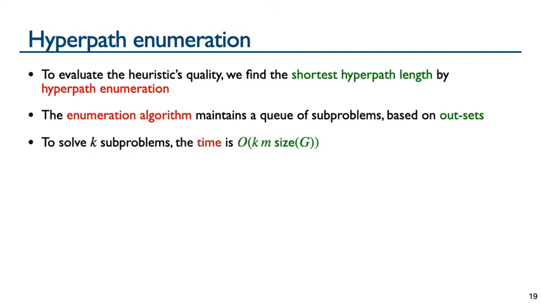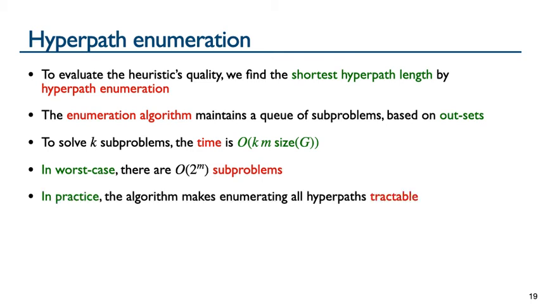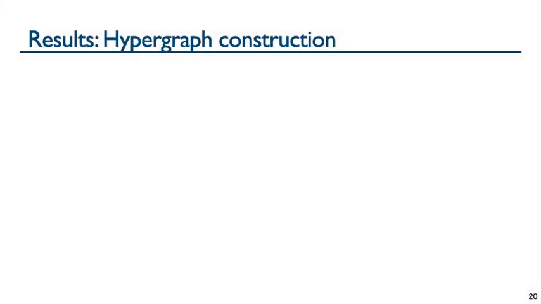When we solve k subproblems, the running time is big O k times m times the size of the hypergraph G. In the worst case, there are subproblems exponential in the number of hyperedges in the graph. The algorithm takes many hours to run, but it enables tractable enumeration of all hyperpaths, even for large instances. We now move to experimental results.